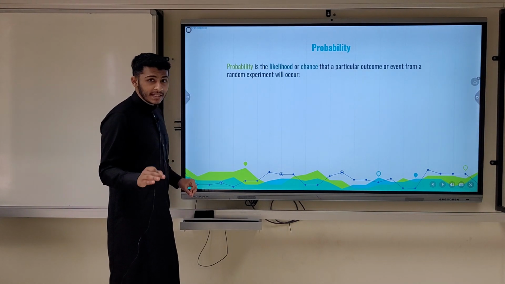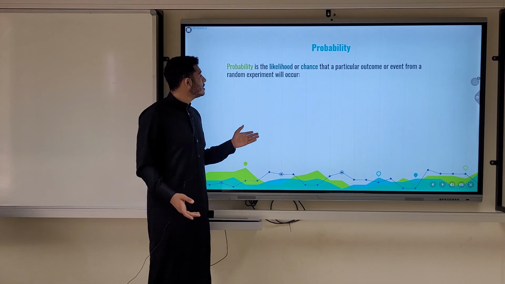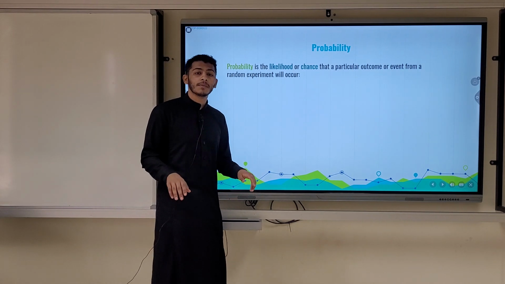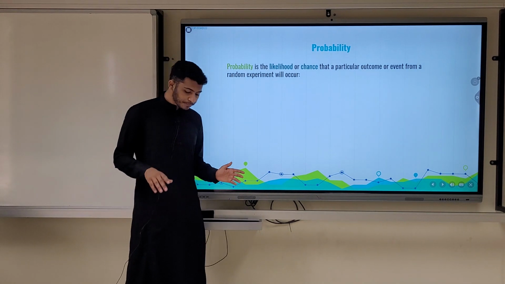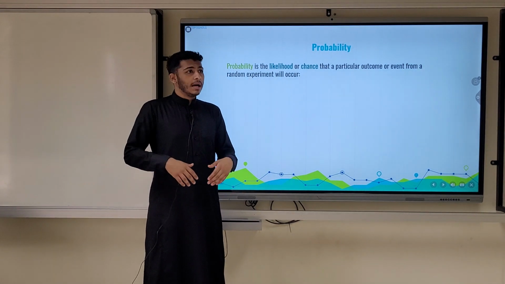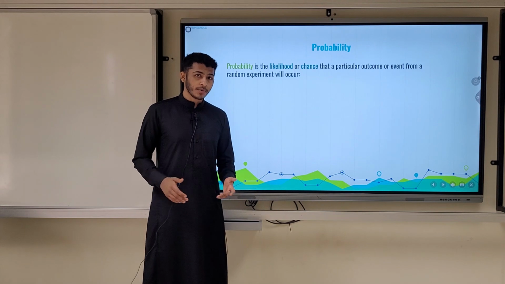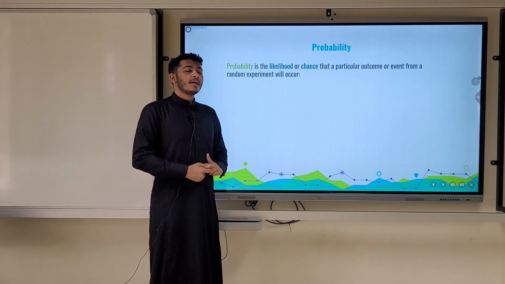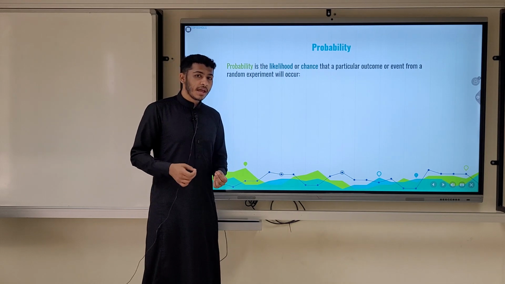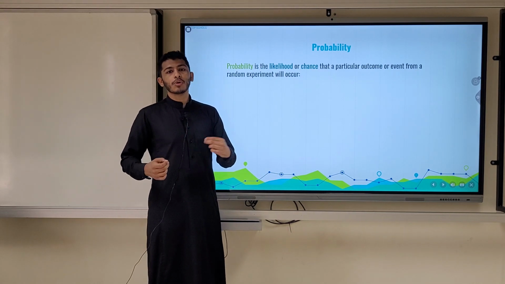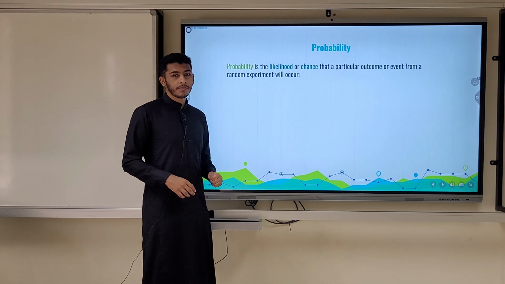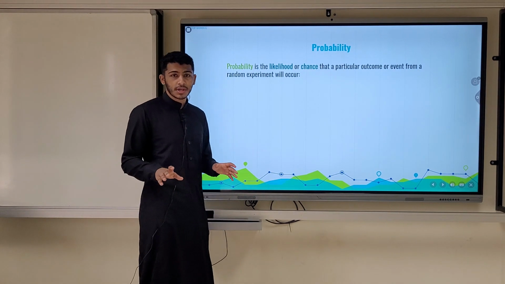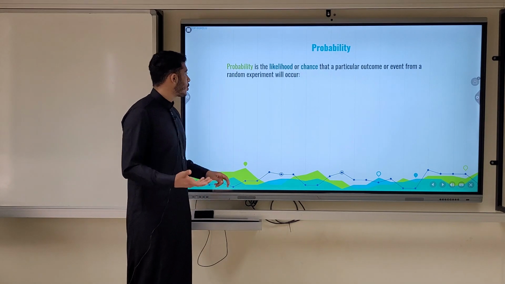So what is probability to begin with? It is the likelihood or chance that a particular outcome or event from a random experiment will occur. We remember our tossing a coin once example, where the sample space is either a head or a tail. What is a numeric representation for the chance of either the head or the tail happening? We call it a probability. And in this case, it's going to be 0.5 or a 50% chance of either one of them occurring.